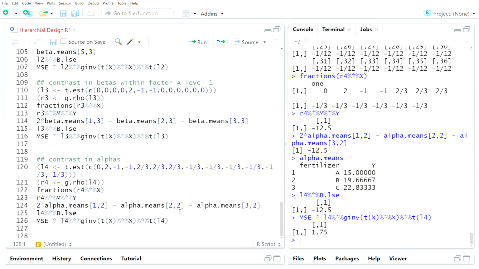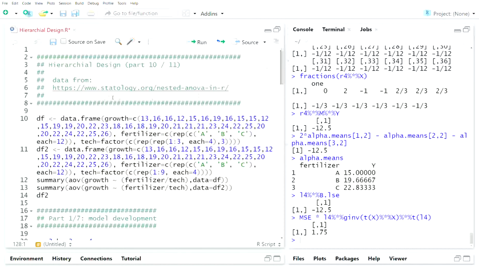Okay, well, I want to stop here. I have one more video in the hierarchical design, where we're going to do an R program for nested and crossed designs.